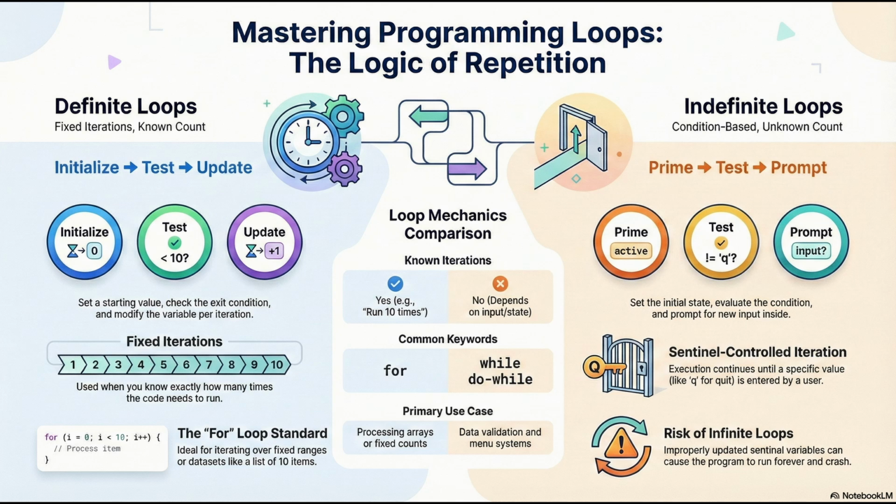And for this to work without crashing your computer, you need to follow a mantra. 3 specific steps. Initialize, test, and update. Initialize, test, update. Okay, let's walk through this slowly because it feels like if you mess this up, things go wrong fast. You do. So step 1, initialize. This is just setting up your counter. You're at the starting line. In code, you'd usually set a variable, let's just call it i, to 0 or 1. You're establishing the starting point. Okay, so i equals 1.